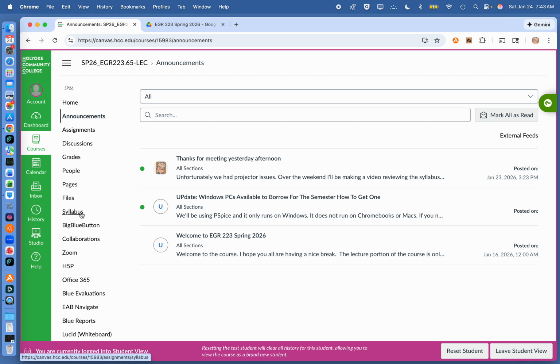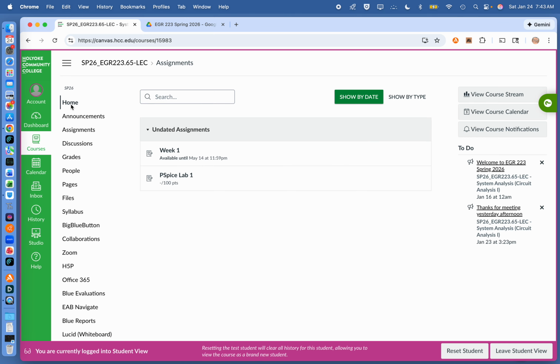All right, I think that's about it. That's the way you can see the way the course is laid out. And if you have any questions, let me know.